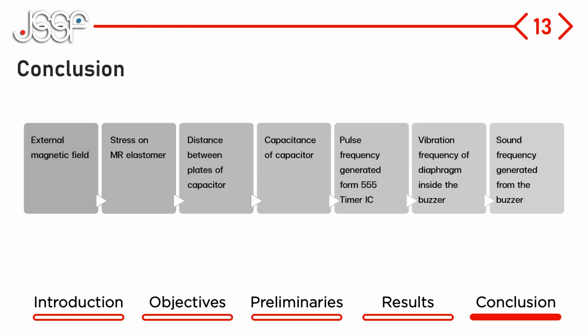To conclude, the sound frequency generated is indicated by the pulse frequency acquired from the 555 timer IC. The applied external magnetic field creates stress in the magnetorheological or MR elastomer located between the flat plates of the capacitor and thickens or thins the distance between the plates, which respectively changes the capacitance of the capacitor. The change of capacitance will affect the pulse frequency. Finally, the result is shown in the change of sound frequency generated.